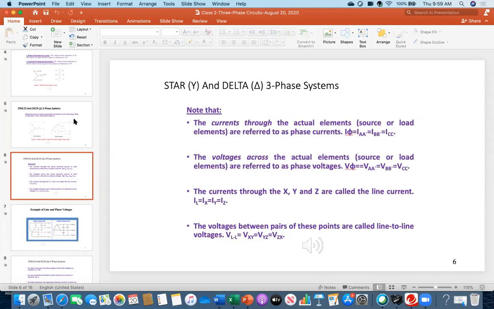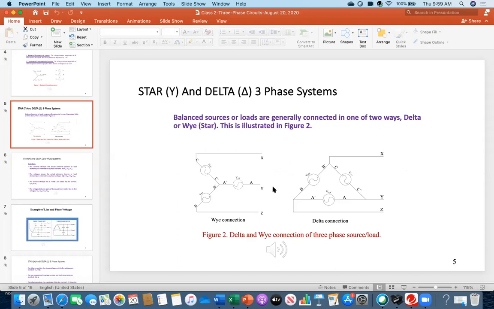So let me go back, then it will be clear. You see the first Y connection. On the actual cable, this portion, A prime, C prime, B prime. So from A to A prime, you can call this its phase. This is one phase, this is the second phase, this is the third phase. Therefore, when current is flowing through A prime, this is phase current. B prime, this is phase current.